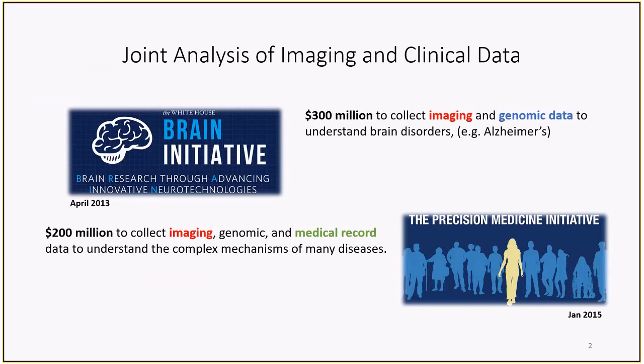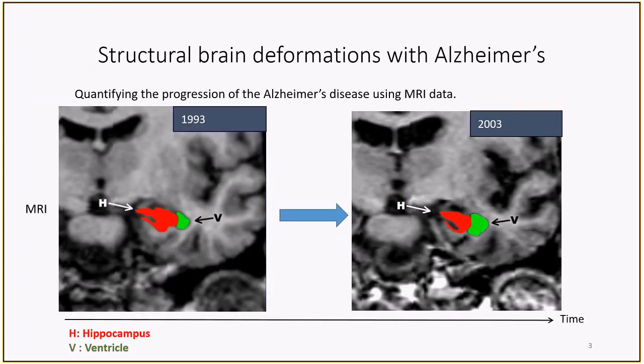Over the past 5 years, the US government has spent around $500 million on two big initiatives, the BRAIN Initiative and Precision Medicine. Whether the specific target of these initiatives is brain diseases or general health, imaging is an important part of it. However, we are moving in a direction where we want to analyze and understand images alongside other types of information, such as medical records and genetic data. I've worked on Alzheimer's disease.